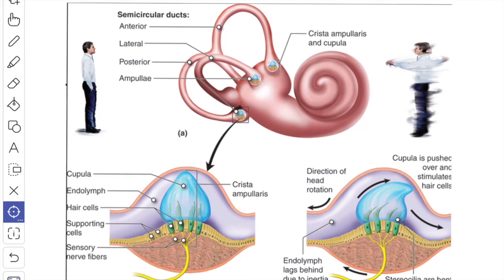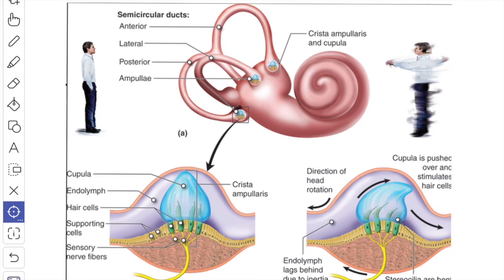The rotatory movement of the head around a vertical axis stimulates the lateral semicircular duct. A clockwise rotation stimulates the right duct, and an anti-clockwise rotation stimulates the left duct. When a clockwise rotation starts, the inertia of the endolymph deflects the right cupula towards the utricle and the left cupula away from the utricle. Eventually, the right duct is stimulated and the left duct is inhibited.